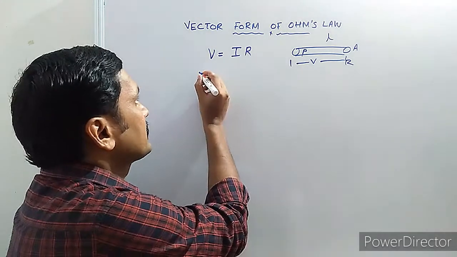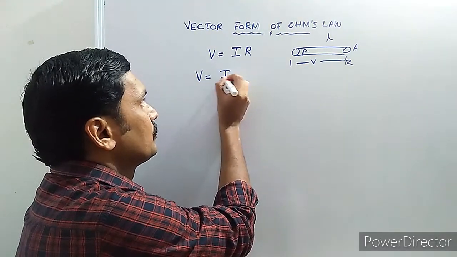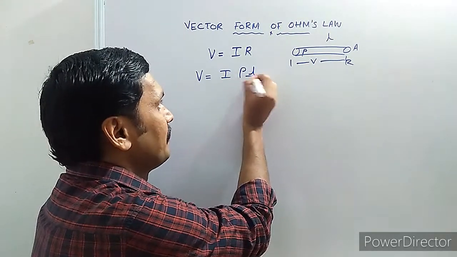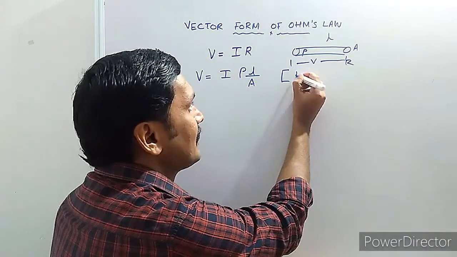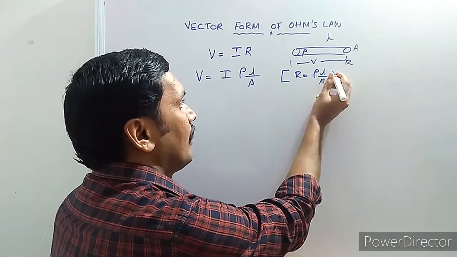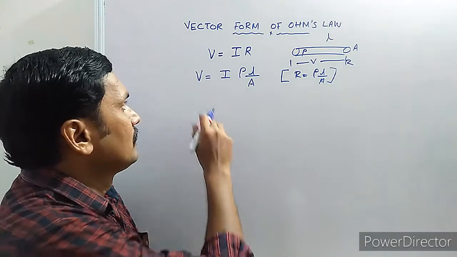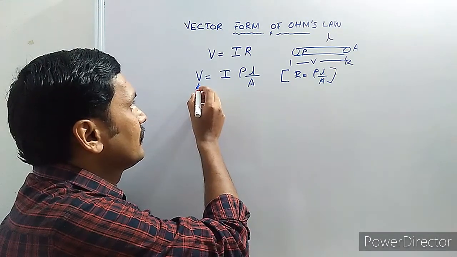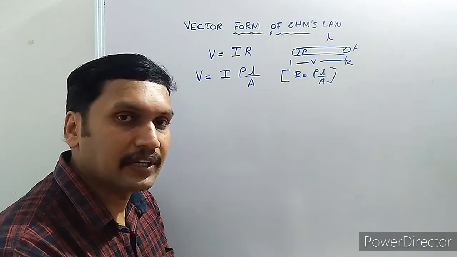So we can rewrite this equation as V is equal to I into, instead of resistance, we can write rho into L by A. We give a substitution as R is equal to rho L by A. Now we can rewrite this potential difference in terms of electric field.